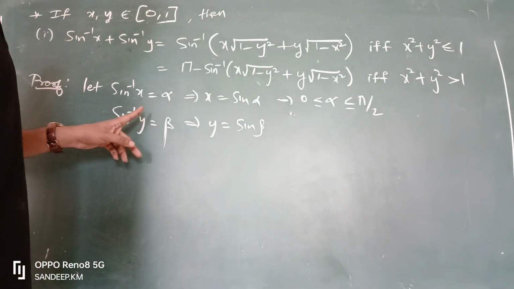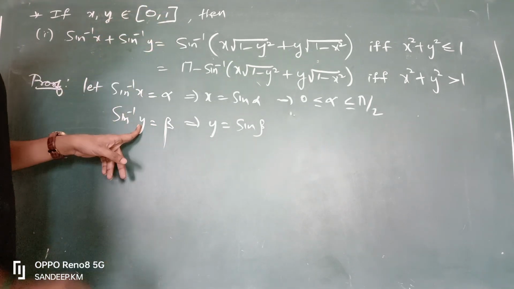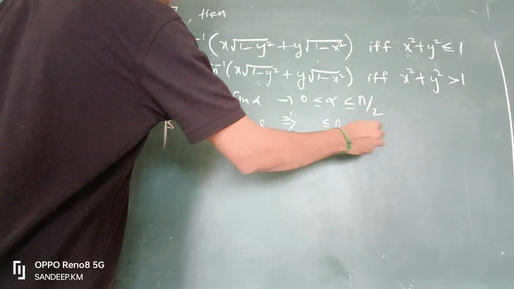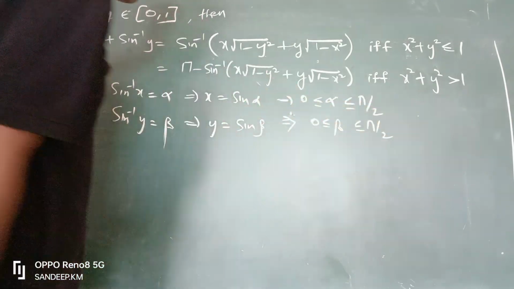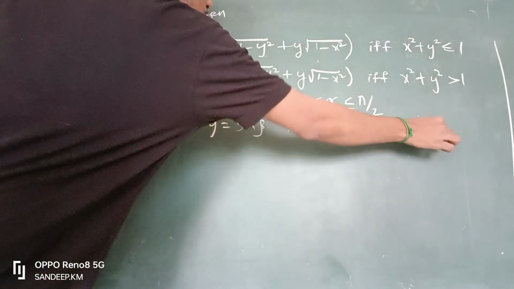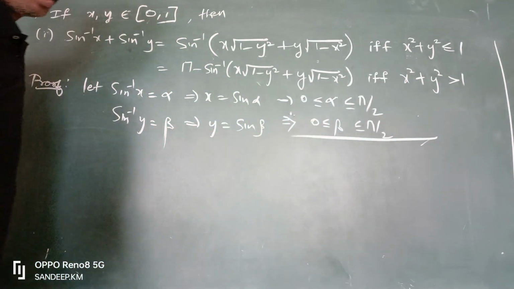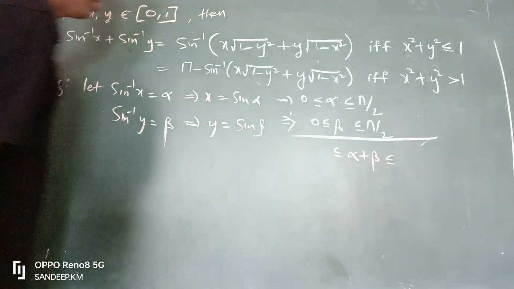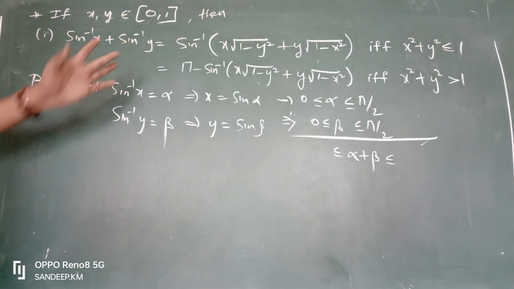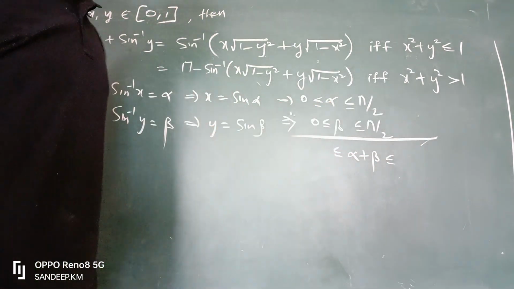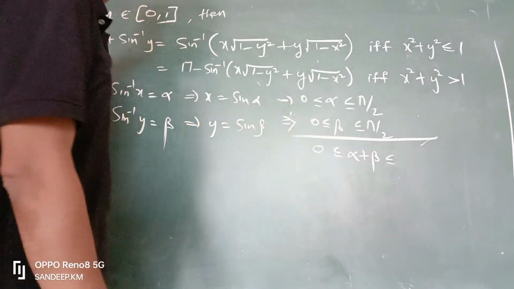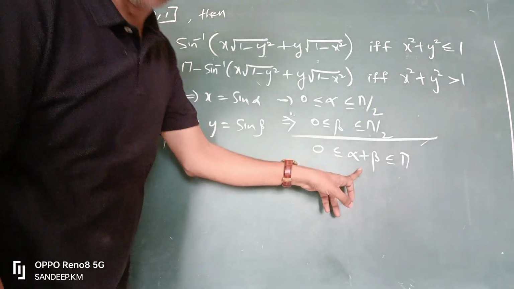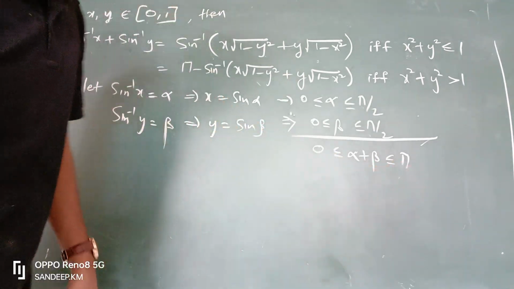And similarly, if y is between 0 and 1, then beta also is between 0 and pi by 2. So from this, I am going to find alpha plus beta. Why are we finding alpha plus beta? Because the question is about alpha plus beta. So alpha plus beta, if I add 0 plus 0 is 0, pi by 2 plus pi by 2 is pi. So observe that alpha plus beta is between 0 and pi.